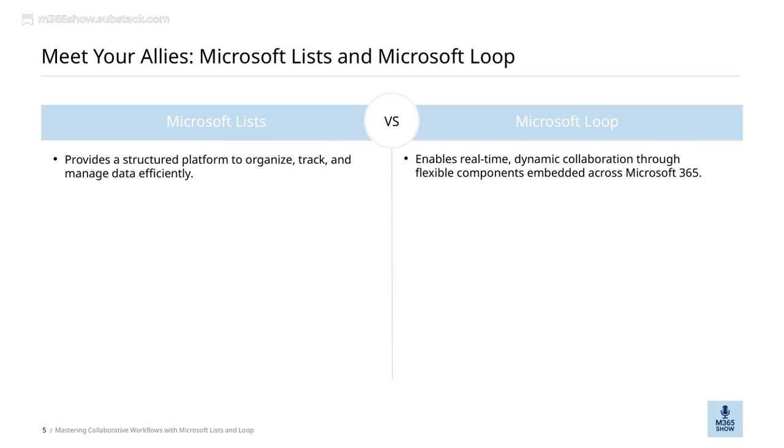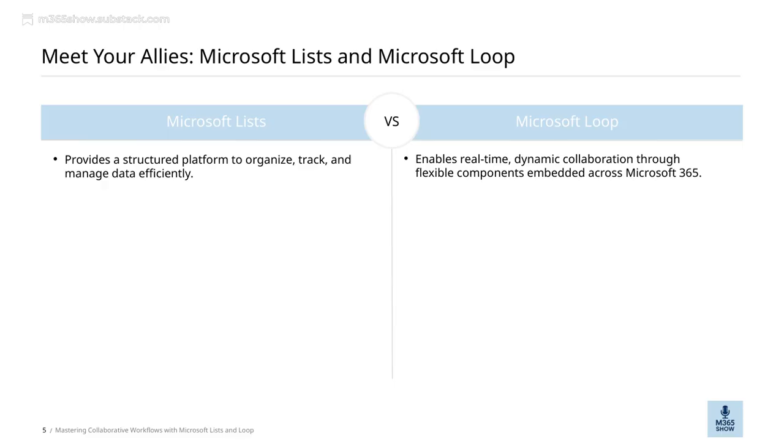Now, let's talk about your allies in collaborative work, Microsoft Lists and Microsoft Loop. These tools are designed to help you master workflows that are all about teamwork and flexibility. Microsoft Lists enables real-time, dynamic collaboration by allowing you to embed flexible components across the Microsoft 365 ecosystem. This means your team can work together seamlessly, updating and sharing data instantly.